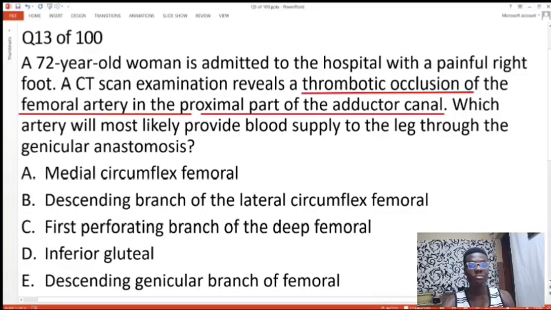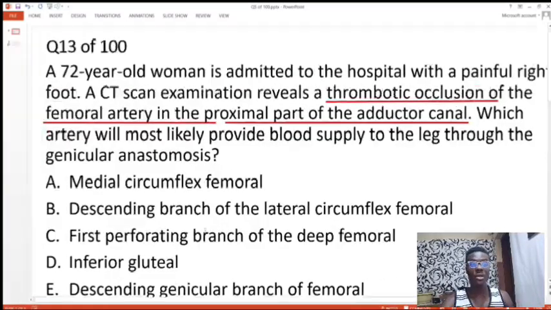The femoral artery is the one that branches off to give the descending genicular, right? So now, before the femoral artery gives the descending genicular, it has already been affected, it has already been occluded. Do you get? So the descending genicular branch will also be affected in this case. So that is why the descending genicular branch is not the correct answer, even though it also forms the genicular anastomosis. So let's talk about the genicular anastomosis a bit now.